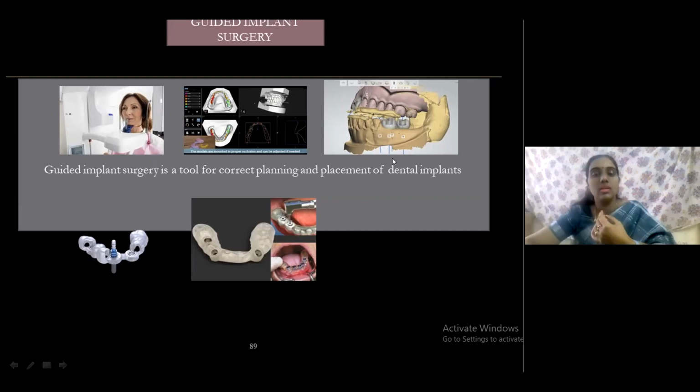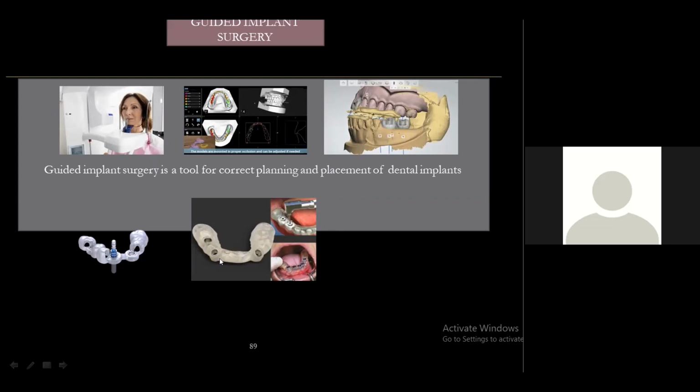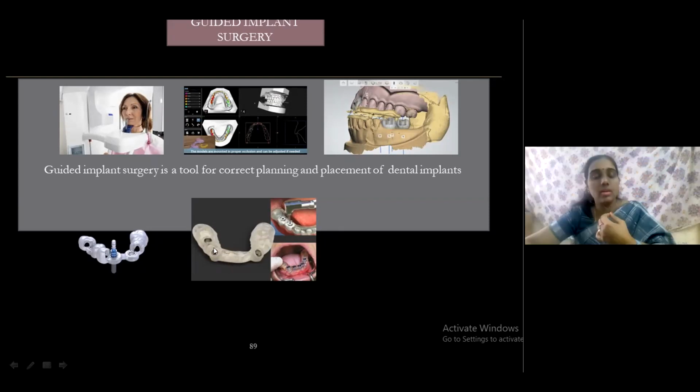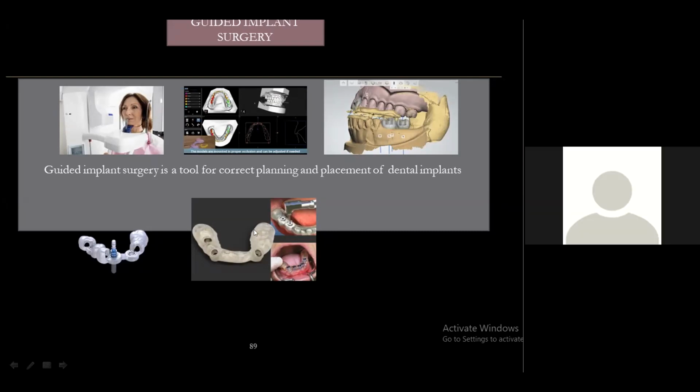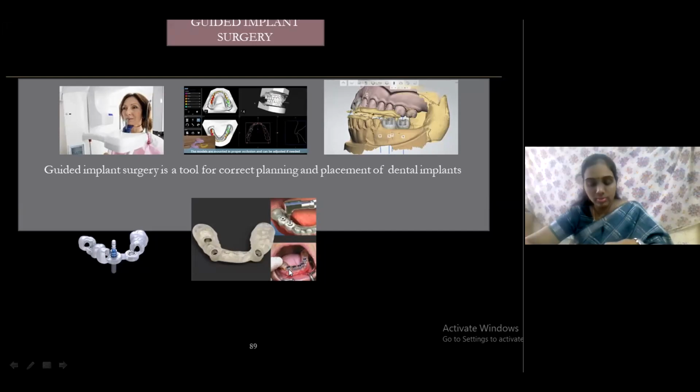Then you're going to give the stent into a 3D printing machine. In the 3D printing machine, a replica of that stent along with the patient's plate will be made, and this will be kept inside the patient's mouth, and then the drilling will be done exactly. So this is an application of CBCT.